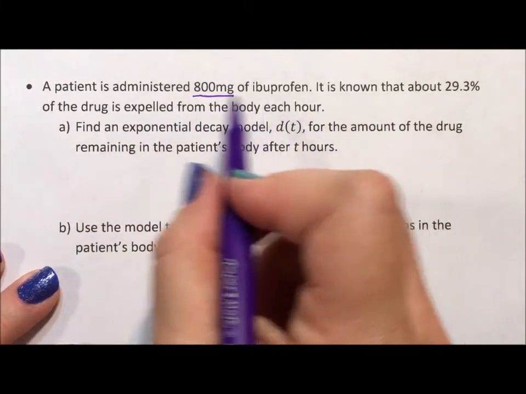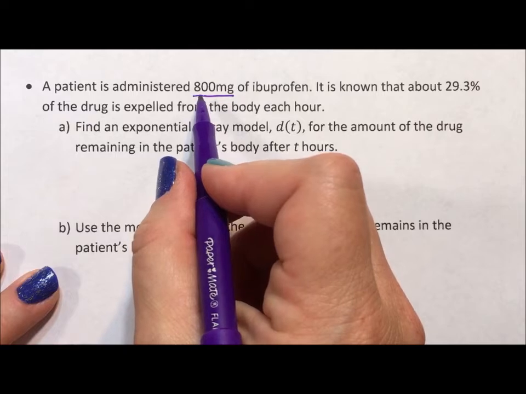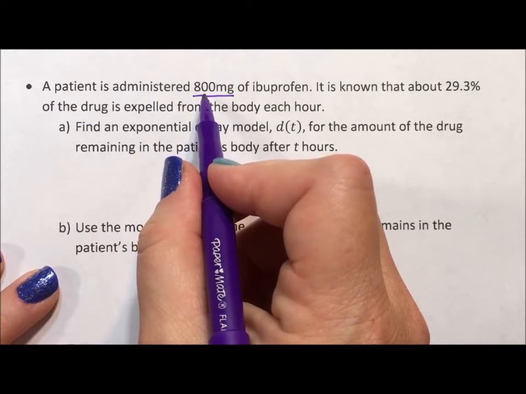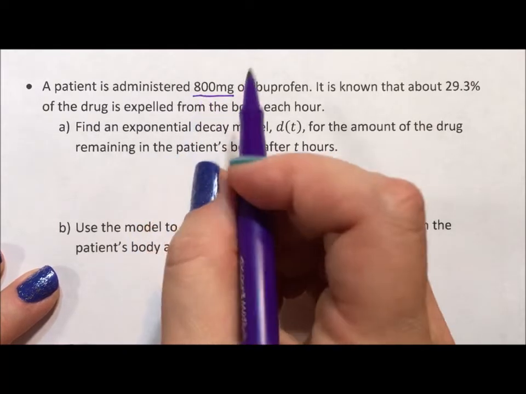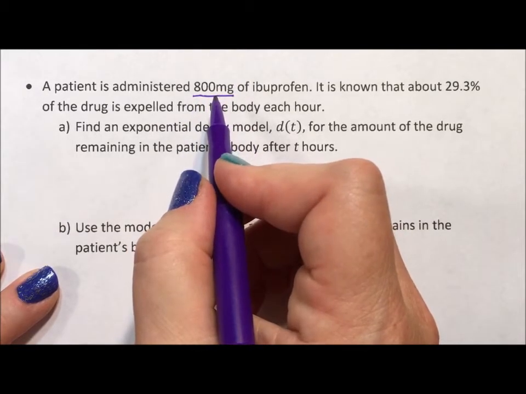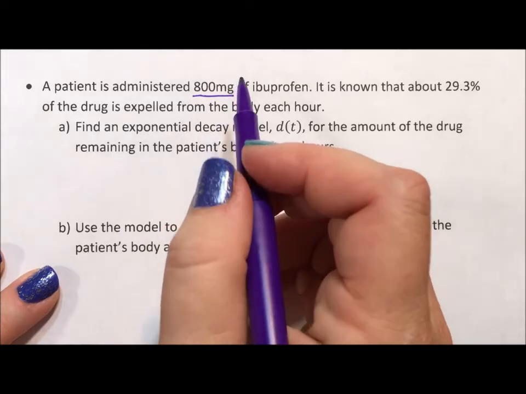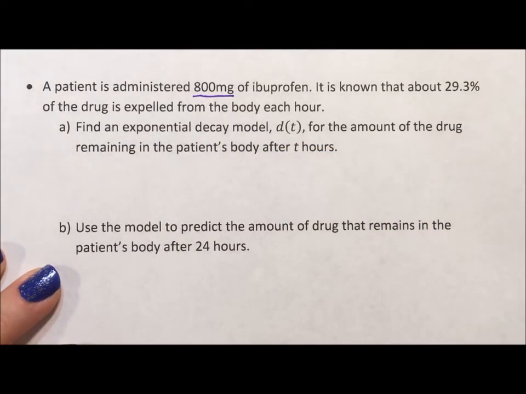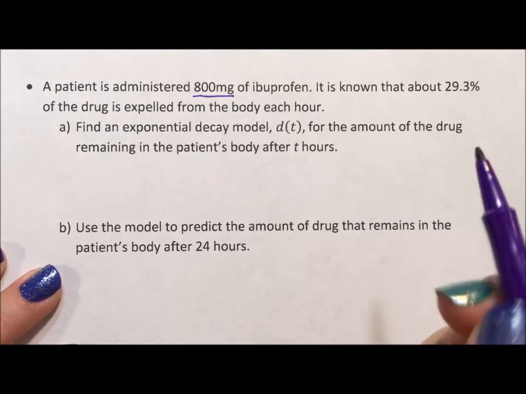Okay, so it's interesting because usually when you take something like ibuprofen, you think one pill lasts about 2 hours. So 800 milligrams should last about 8 hours. It's 4 pills. Each pill lasts about 2 hours, so that would be about 8 hours.